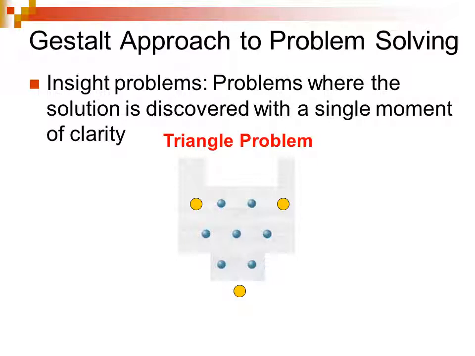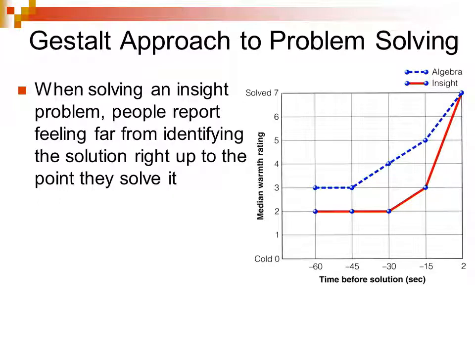So again, this isn't like an algebra problem, which would be an example of a non-insight problem, where as you progress through the formula, you get closer to solving the problem. Instead, with insight problems like this triangle problem, the solution is discovered all at once in a single moment of insight or clarity. And the textbook discusses how there is evidence to suggest that insight problems are solved differently than non-insight problems like algebra problems.